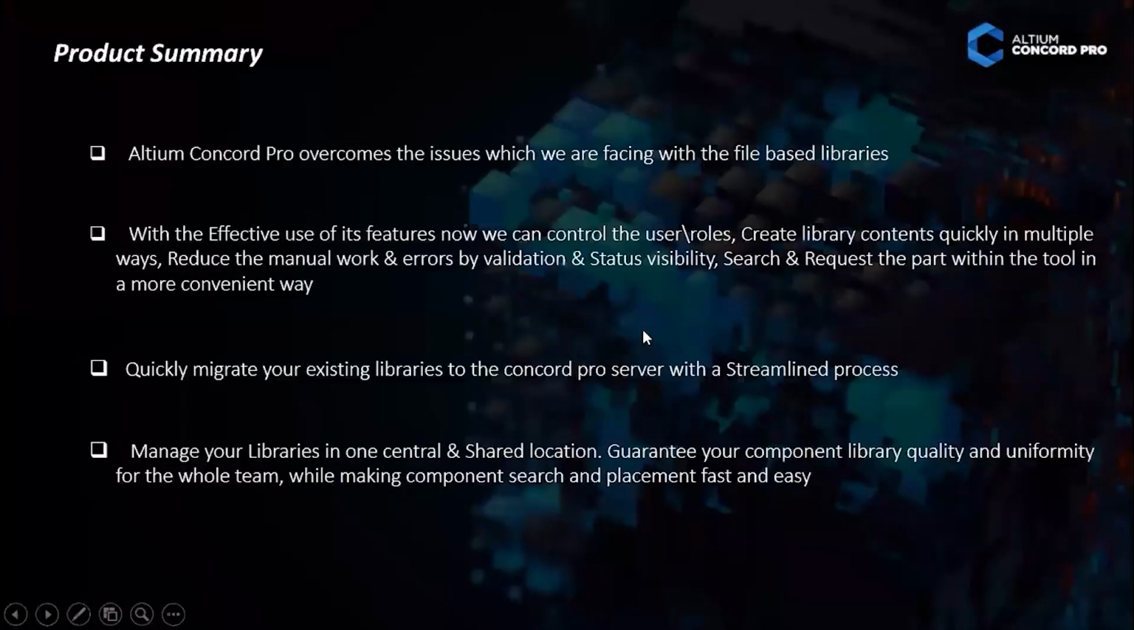Okay, let me summarize the session. So now we can overcome the issues which we are facing with the file-based libraries, with the effective use of Concord Pro features. Now we can control the users and roles, multiple ways are there to create the library, and we can avoid the manual error by using the validation and the life cycle status. We can track, and the part search and request option also, within the tool, in a more convenient way we can do that.